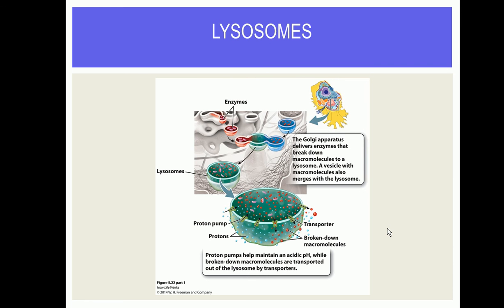The lysosomes have to maintain an acidic pH, because the enzymes in the lysosomes work at acidic pH. So these lysosomes have a lot of proton pumps. You know what proton pumps are? Proton pumps are the ones which transport hydrogen ions. So through these proton pumps, acidic pH is maintained inside these lysosomes.